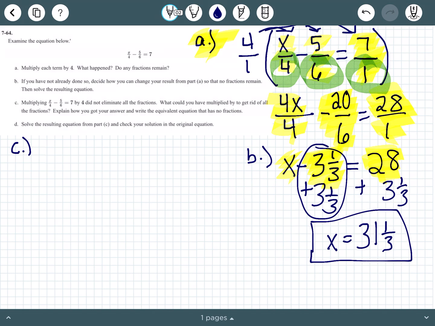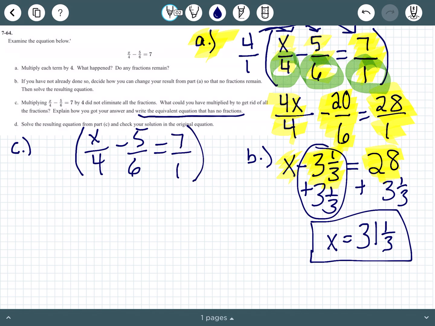So I am going to write that equivalent equation that has no fraction. Let me show you how this works. I'm going to go back to my original equation, x over 4 minus 5/6 equals 7 over 1. I'm going to put it all in parentheses and multiply by 12 over 1.